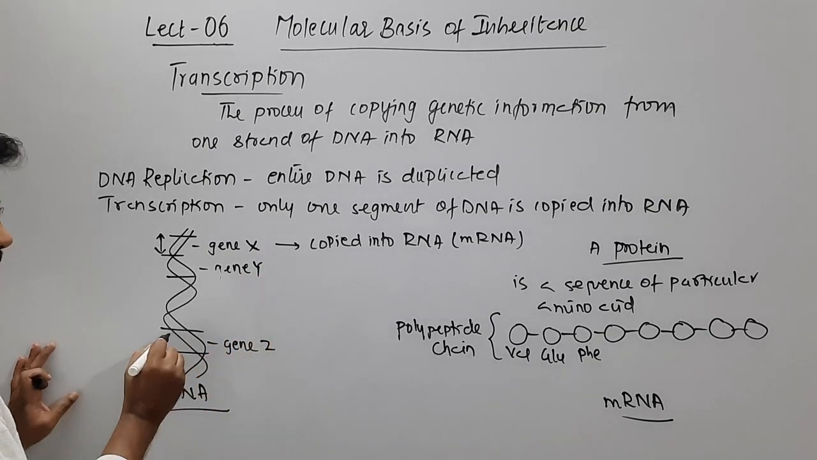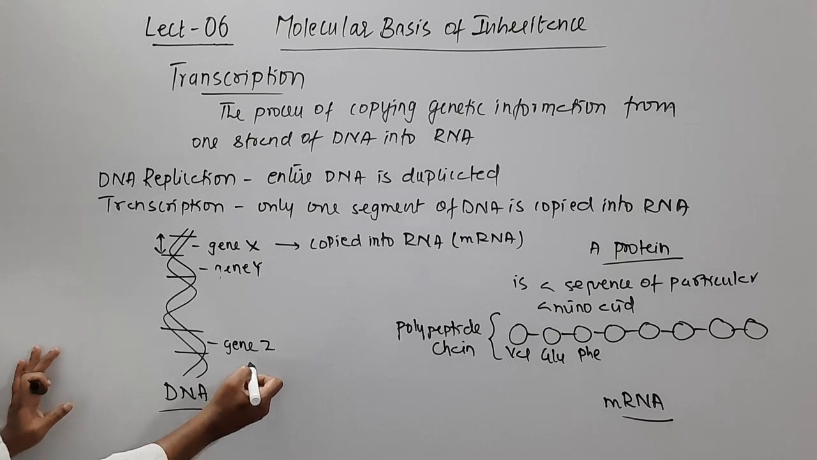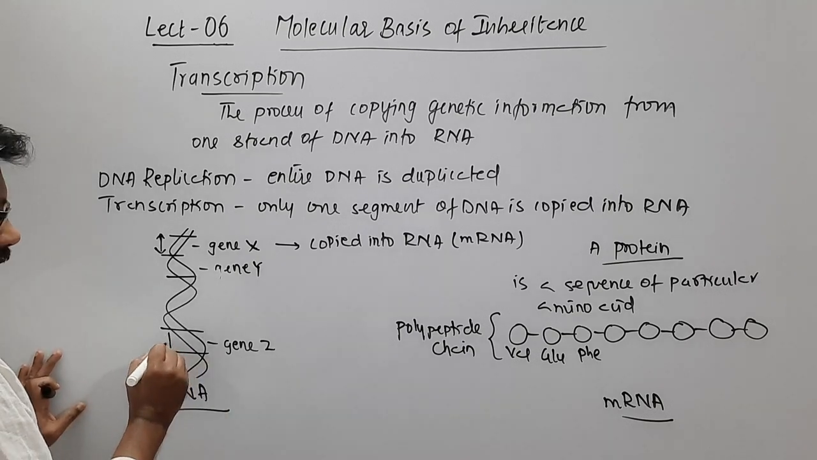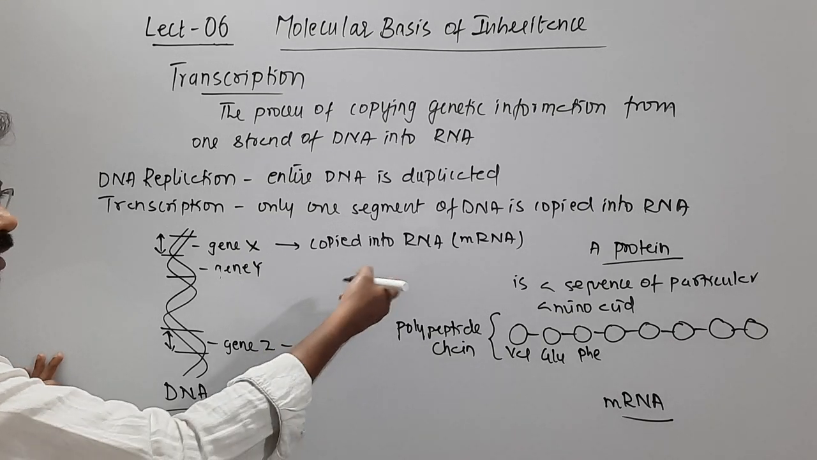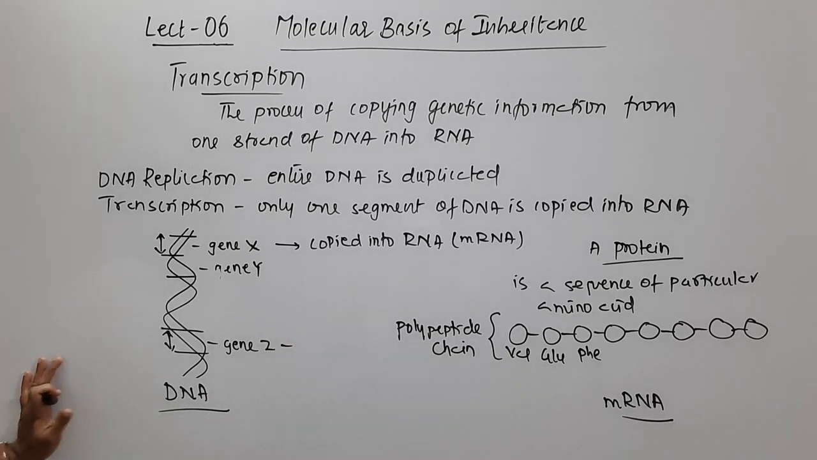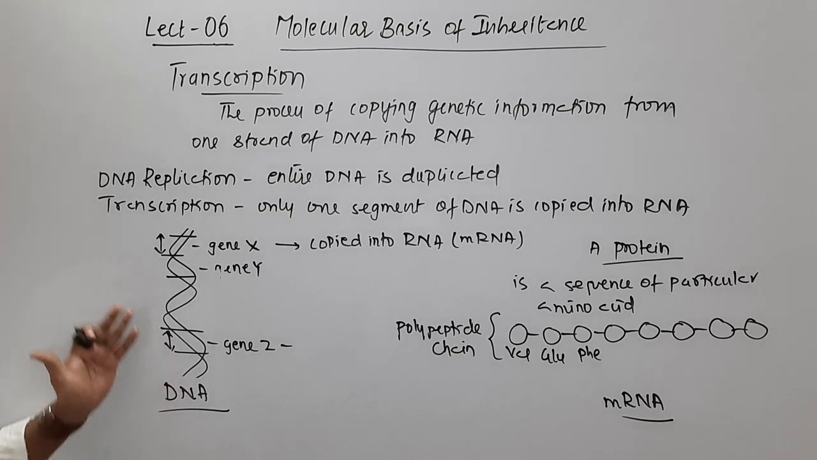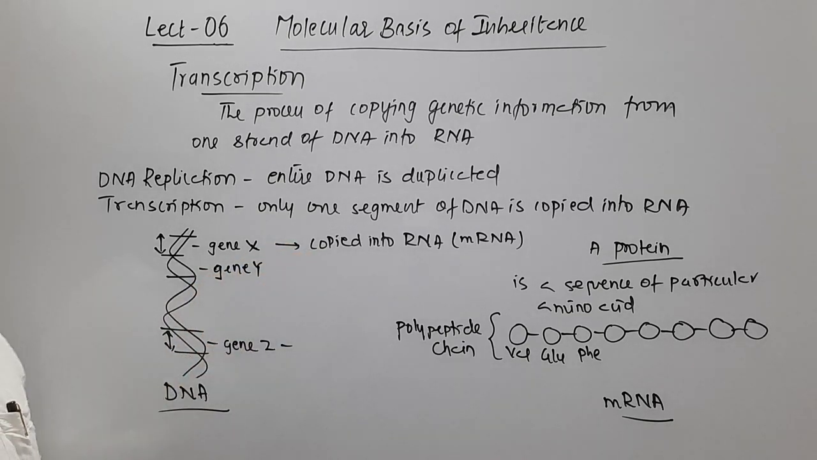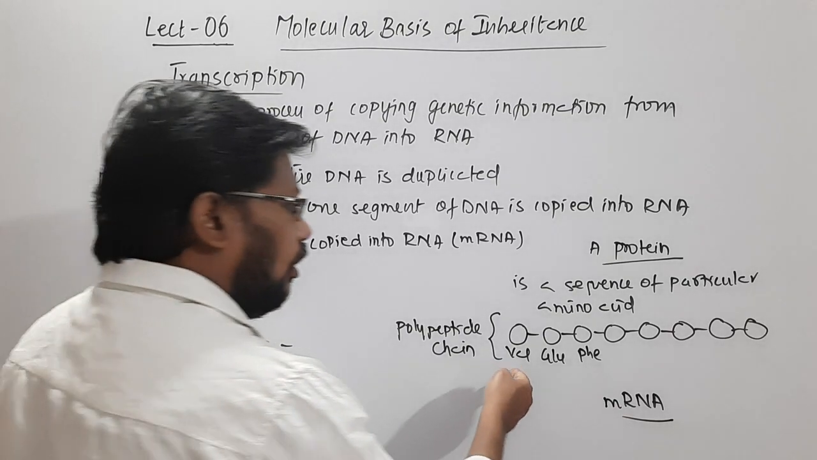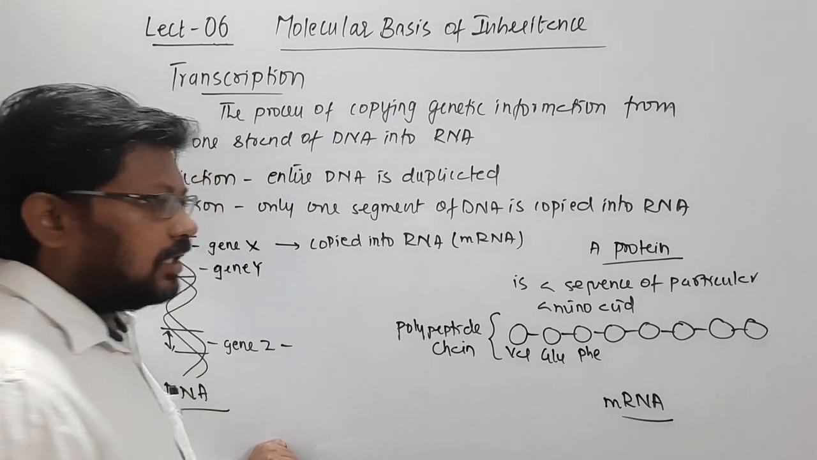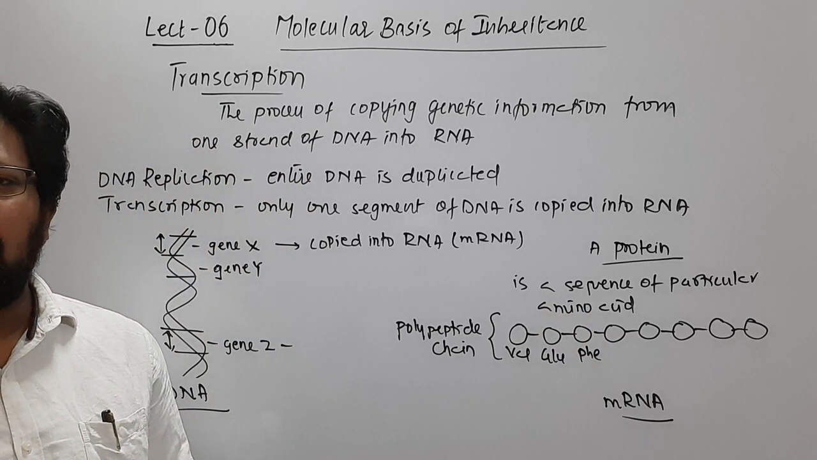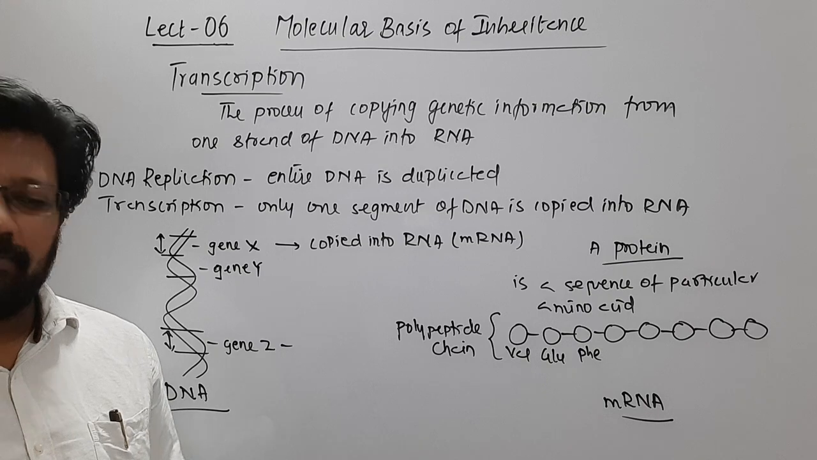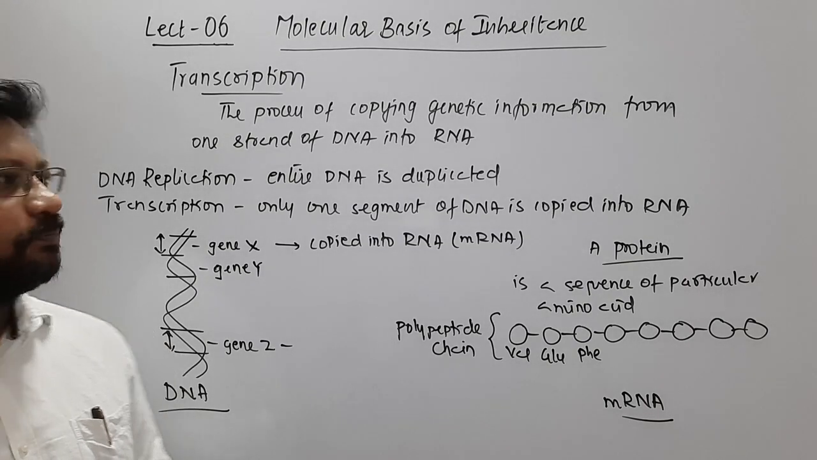And in some other cases, if gene Z is required, then this will be copied into mRNA. So depending on the requirement, particular genes will get copied into mRNA, and that mRNA will be translated. That results in adding amino acids in a particular sequence to form a particular polypeptide chain that becomes a particular part of a protein, right?